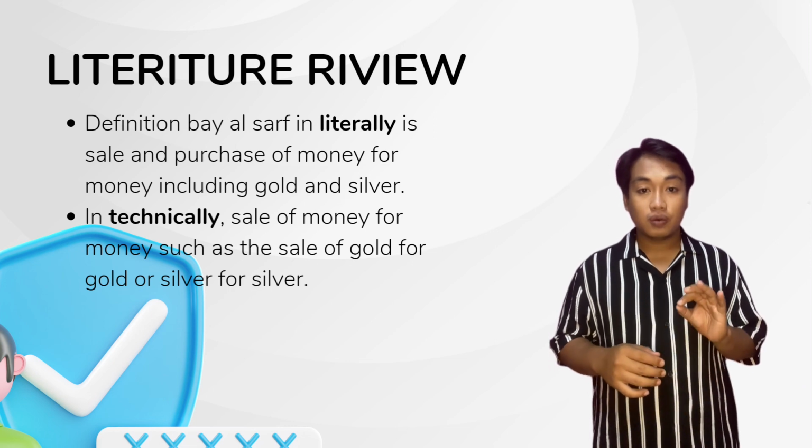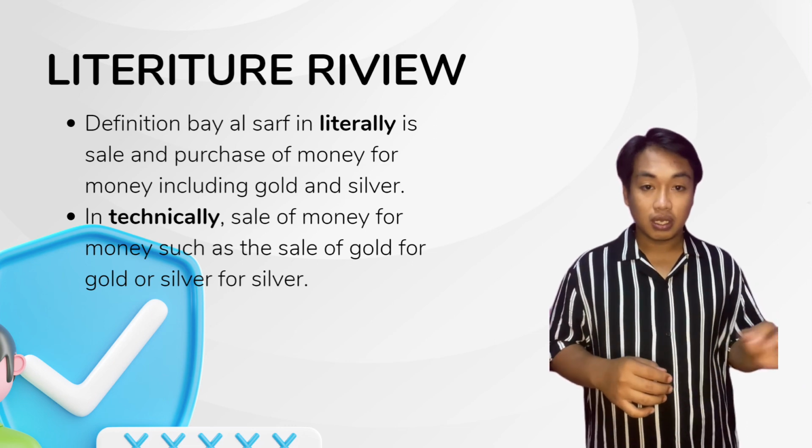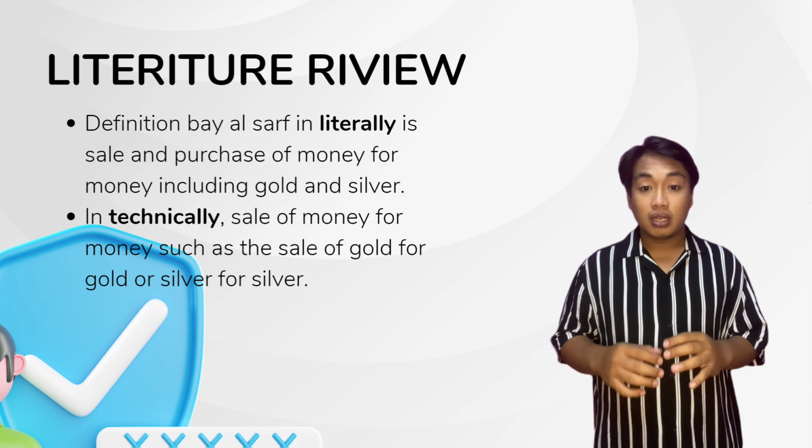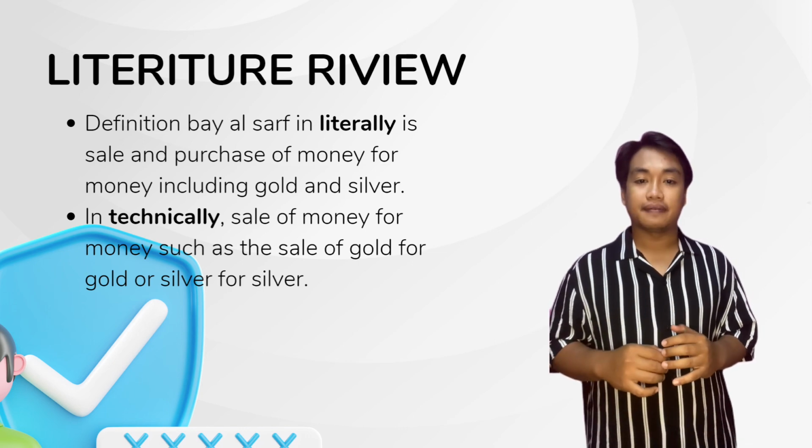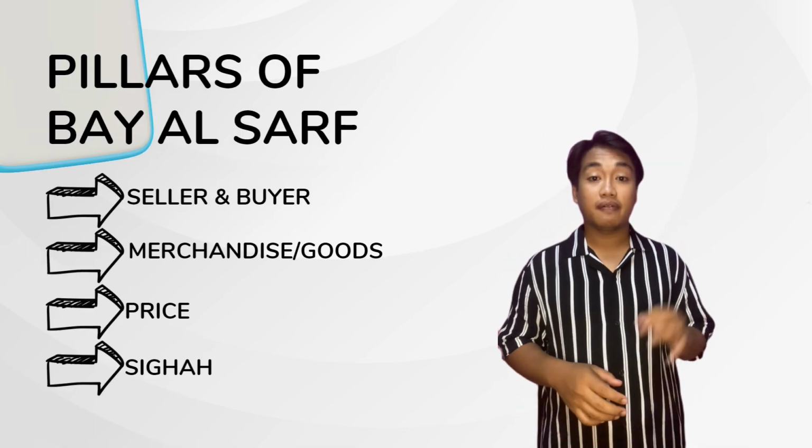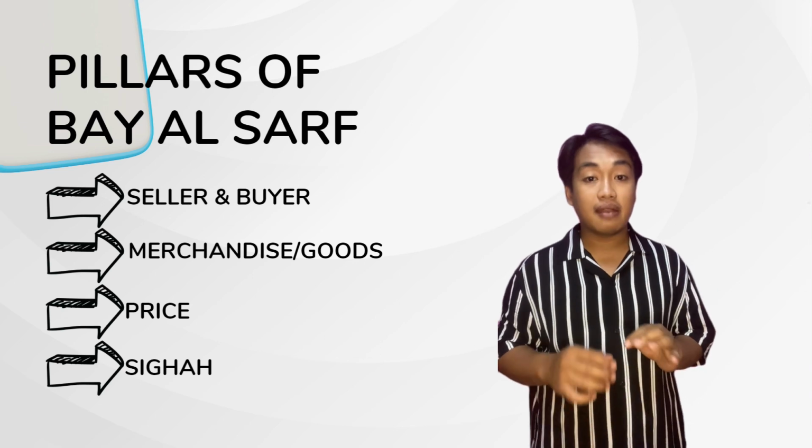Okay, so we go for the pillars. The pillars of Bai Al-Sarf. Pillars of Bai Al-Sarf, we have four things. First is seller and buyer.